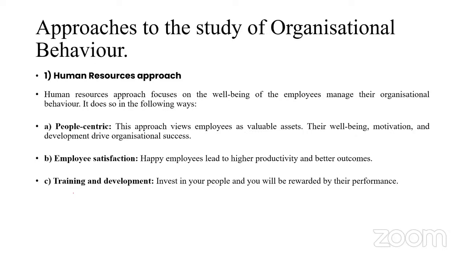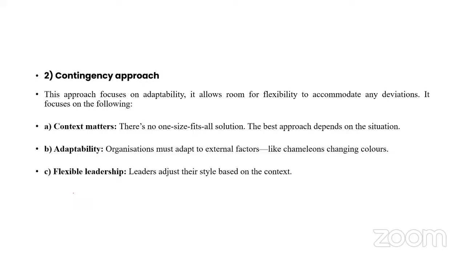Then employee satisfaction. See, in yesterday's class I told you, happy employees are productive employees. So that is one approach. So when employees are happy, they will be productive and that will lead to better outcomes. And then training and development. See, the more an organization trains its employees, the more it invests in its employees, the more they would see better performance, right? So whatever is invested in employees in terms of training and development, an organization would be rewarded on that in terms of their performance, right?